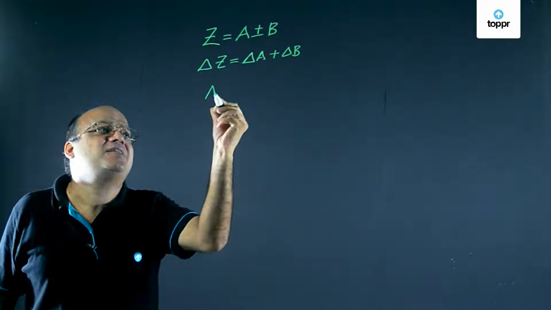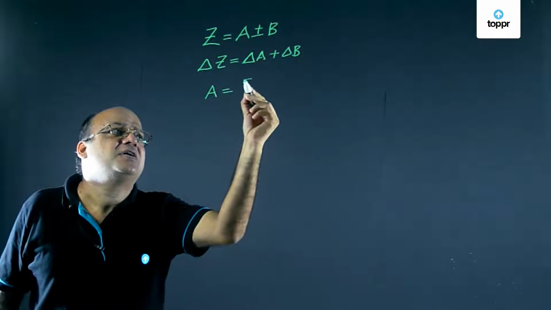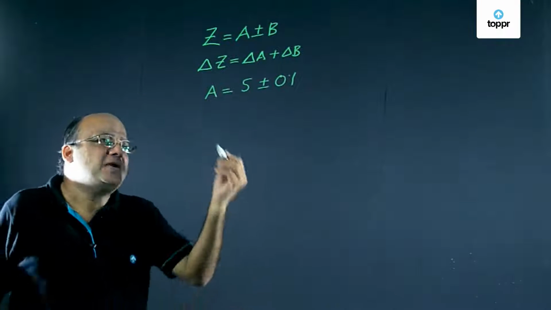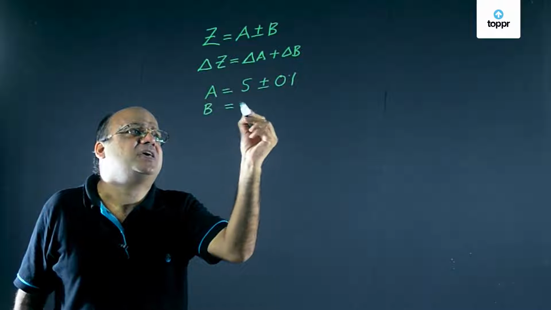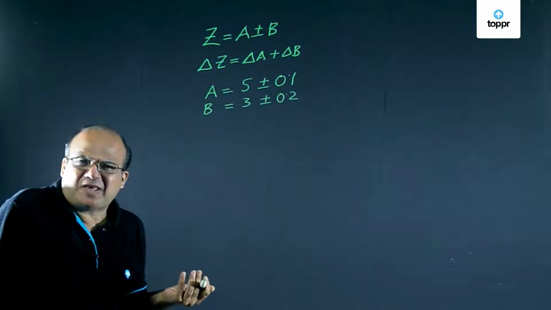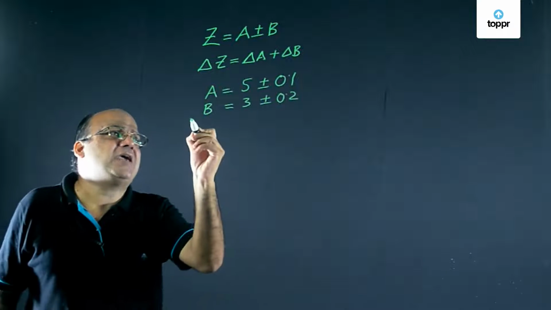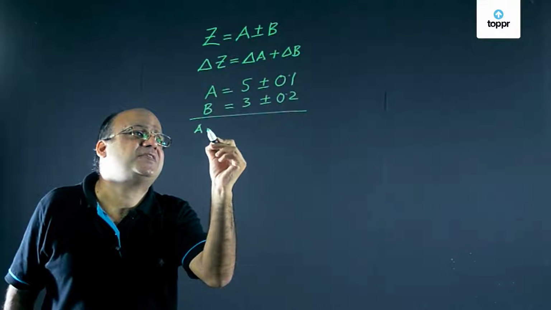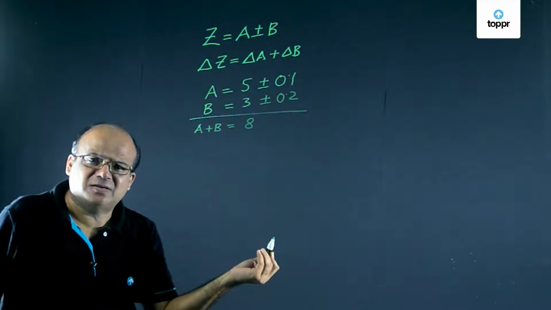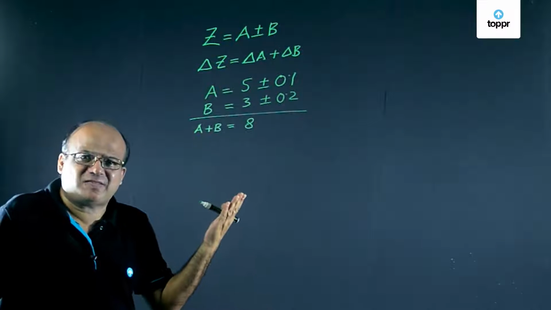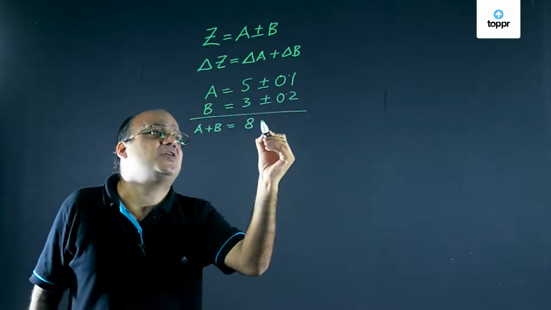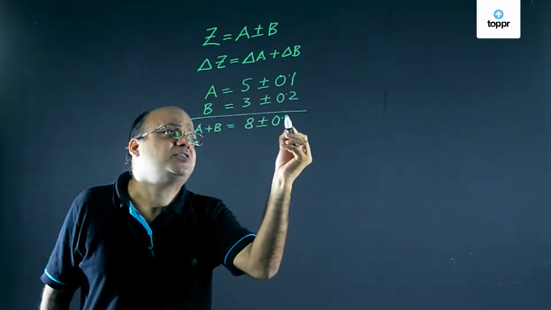Suppose A is equal to 5 plus minus 0.1. B is equal to 3 plus minus 0.2. Now what is A plus B? A plus B, we first add the numbers. So 5 plus 3 gives us 8. And what is the error in this? We add the errors. We add the absolute errors. We get plus minus 0.3.